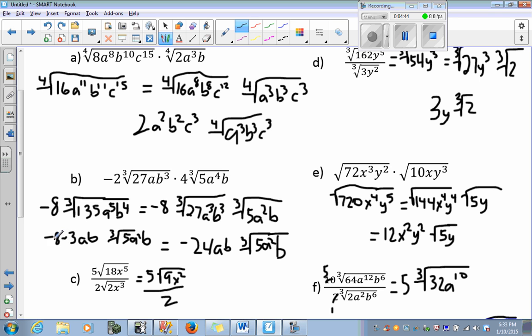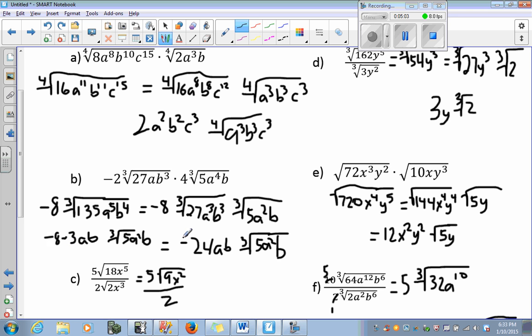Just bring over the negative 8. Now, the cubed root of 27 is 3. The cubed root of a cubed is a. The cubed root of b cubed is b. Then I just bring over the cubed root of 5a squared b. And then I just multiply the negative 8 times 3.